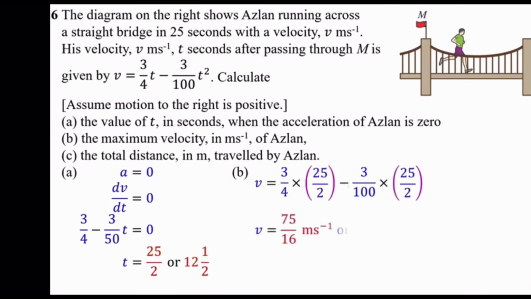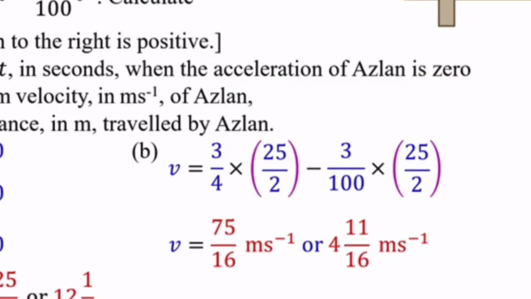The maximum velocity in meter per second of Azlan. Maximum velocity means the acceleration must be 0, so the time is 25 over 2. So we'll substitute into the velocity to get the value of the velocity. Hence, the value of velocity is 75 over 16, or 4 and 11/16.